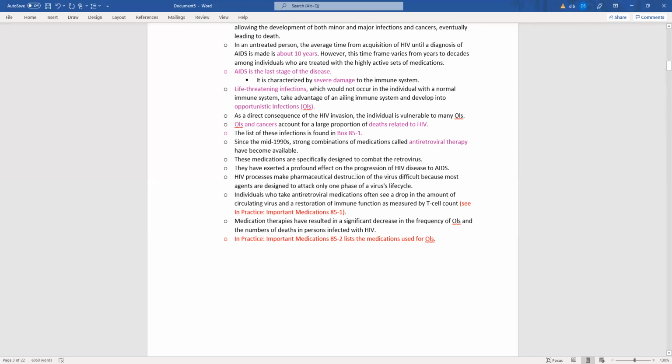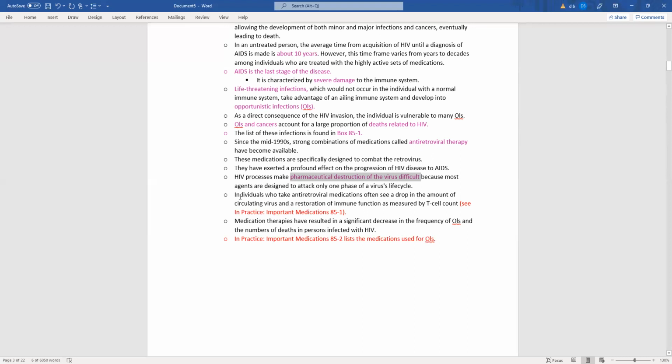I'm going to highlight that because I want to know why it is so hard to get rid of it. Why is it so hard for the medicine to kill these cells off? It's very hard. Individuals who take antiretroviral medications often see a drop in the amount of circulating virus and a restoration of immune function as measured by T cell count.